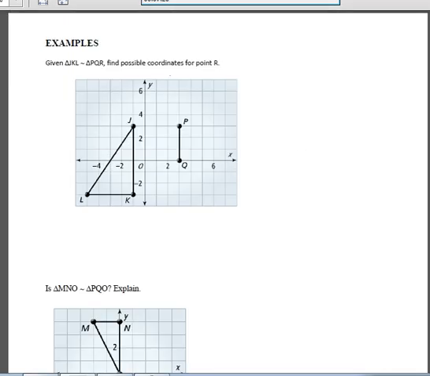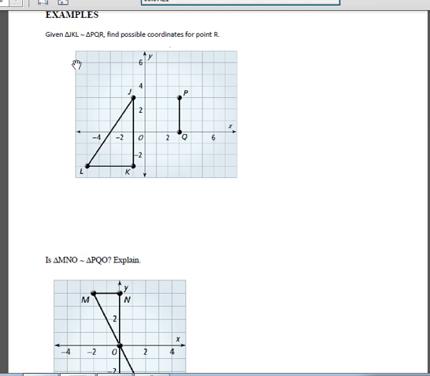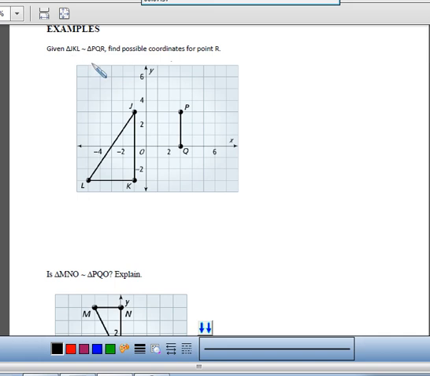So now we're looking at page 33. Given triangle JKL is similar to PQR, find possible coordinates for R. So they gave us PQ, they did not give us R. Remember, the triangle that we're creating is going to be similar. So one thing we can tell just by looking at this triangle, we can find the slope of this side here. And that's the slope we want to recreate.